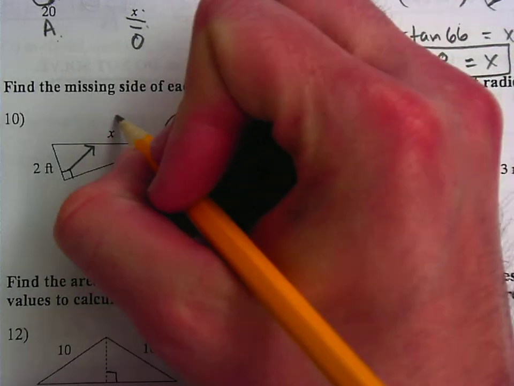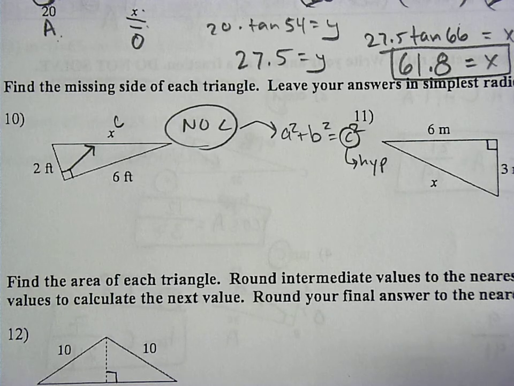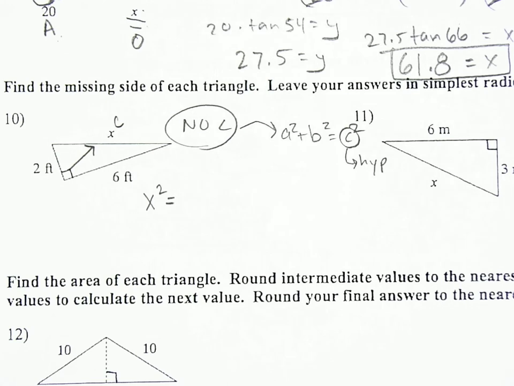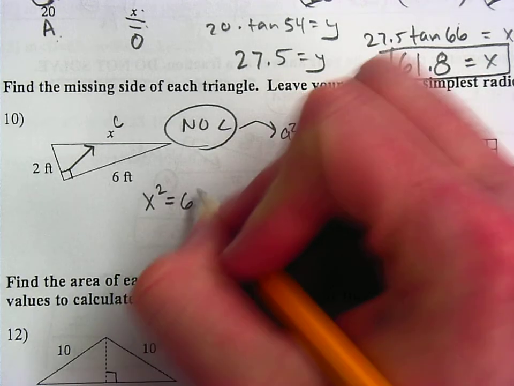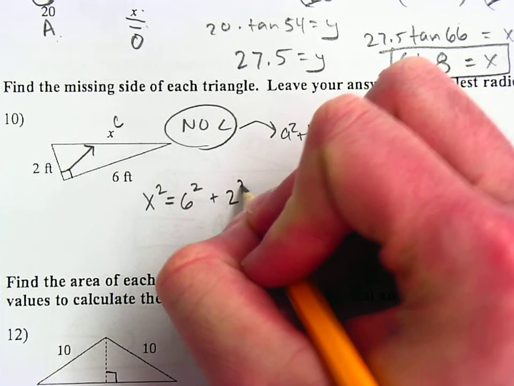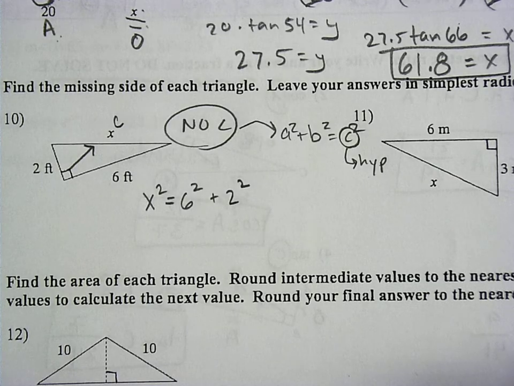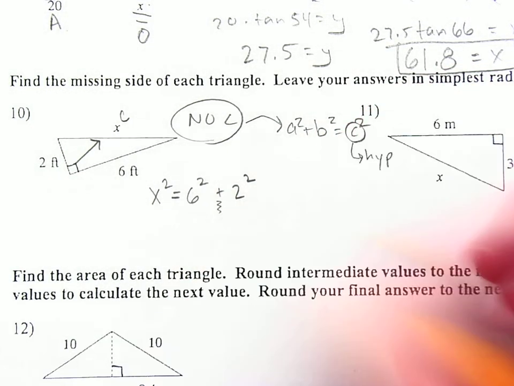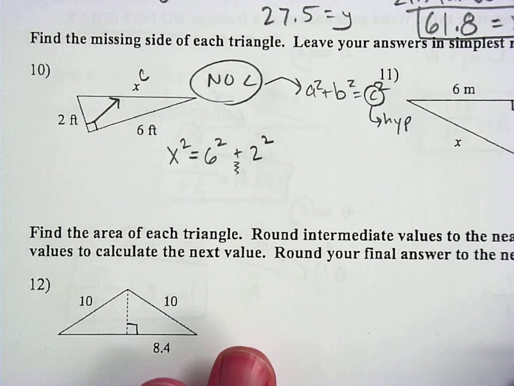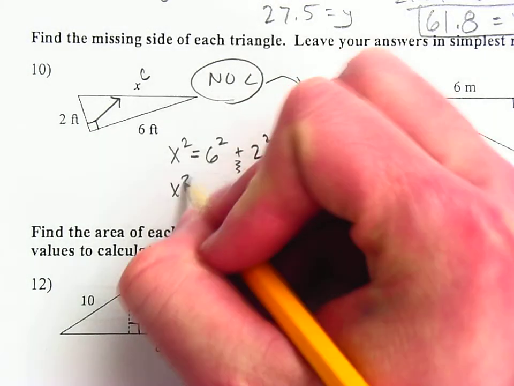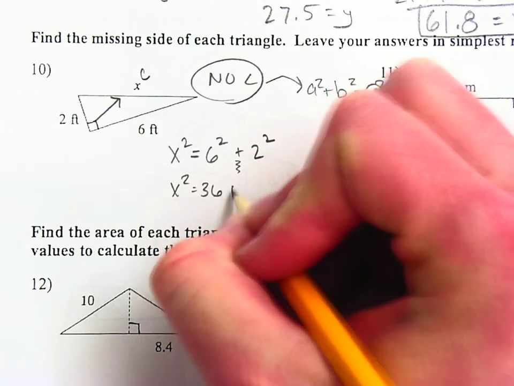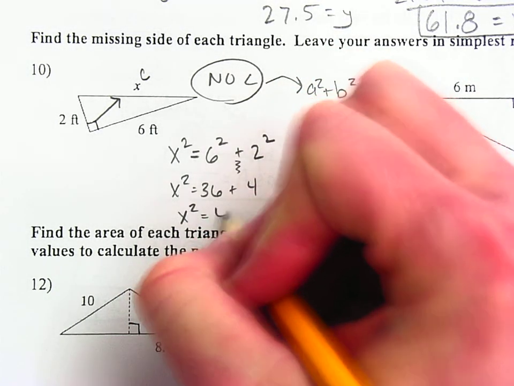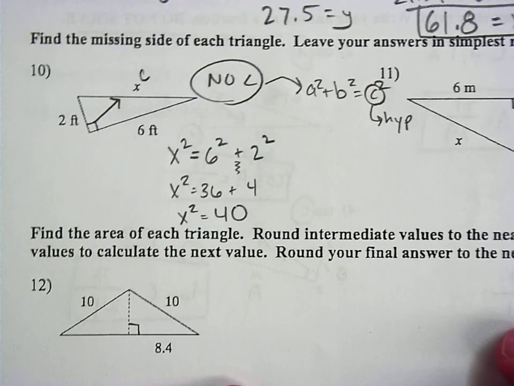So here's our C. This time it happens to be x. So we know that x squared equals 6 squared, that's one of the sides, plus 2 squared. And notice that it doesn't matter which order we put these in because we're adding. So it doesn't matter the order. So x squared equals 36 plus 4, or x squared equals 40.